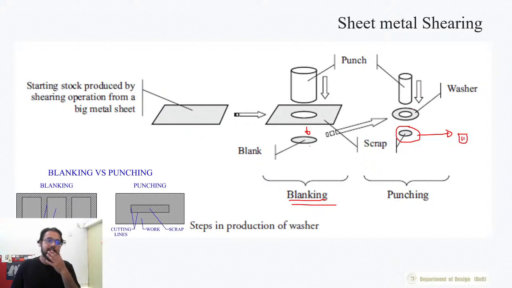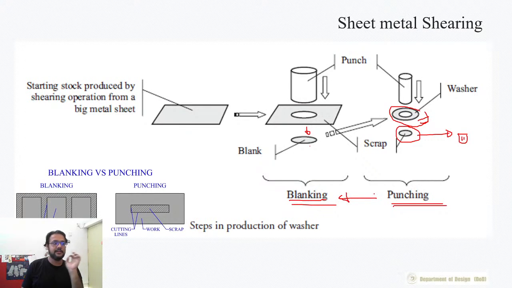And this one is used, right? So when you are using the part that is not separated, that is the part, the workpiece itself, then this is called punching. I hope you understand the difference between these two. It's quite subtle, right?